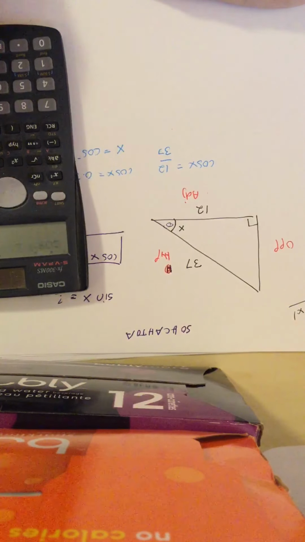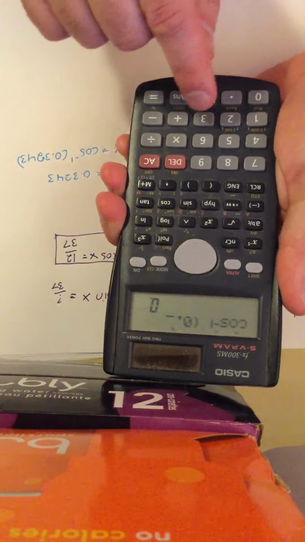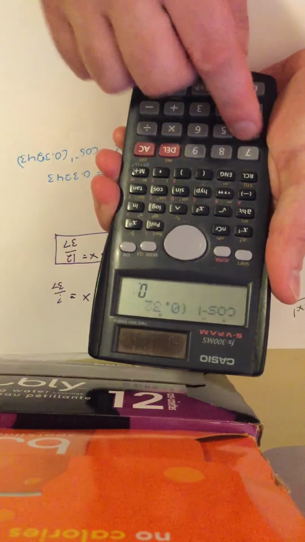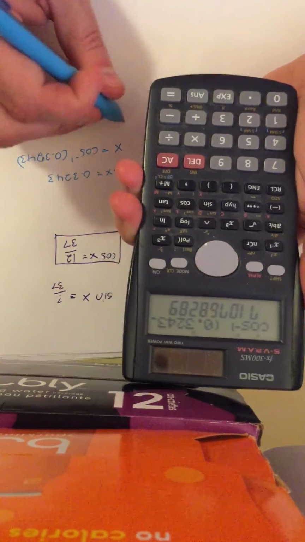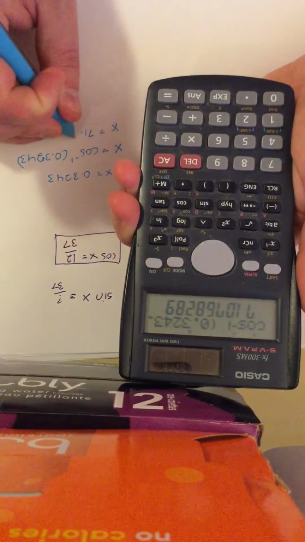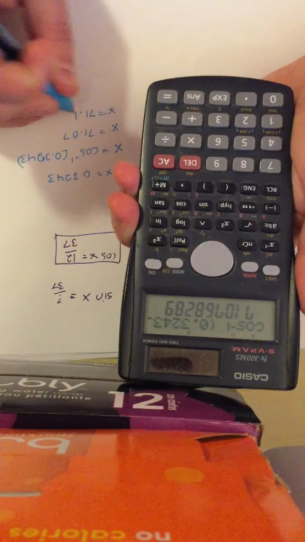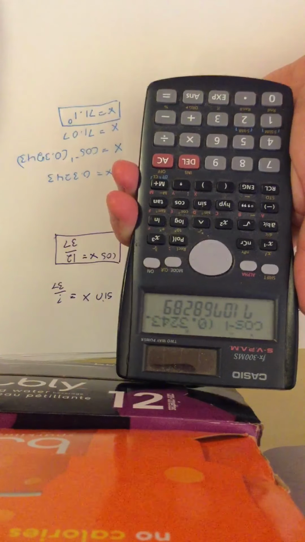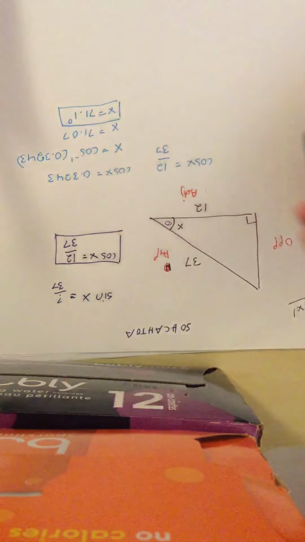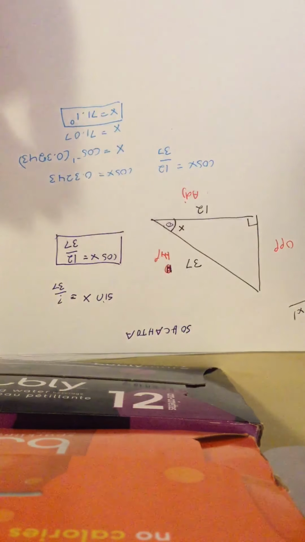So we do the inverse cos of 0.3243, which is 71, and we're going to round it, which is 71.07, which is 71.1, and we're measuring an angle, so it's going to be degrees. So the measure of this angle in this triangle with a right angle is 71.1 degrees.